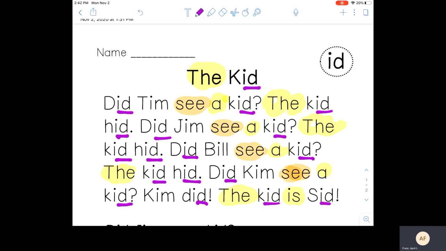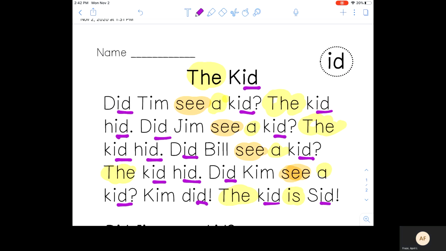I'm going to read this to you twice. And when I'm done, you are going to read it on your paper twice. You should have this in your packets. You're going to find the one that has the kid at the top. And you're going to read it two times. And then you'll answer the questions at the bottom.